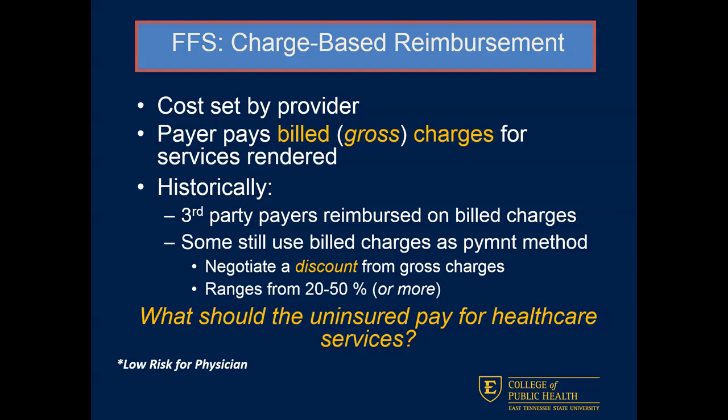So this system is similar to other systems where purchases people make, like groceries. This practice of reimbursement was really seen more in the early days of health insurance, not so much today. And when you do see it today, you're talking more along the lines of discounting gross charges, and those discounts can range from about 20 to 50% or more.